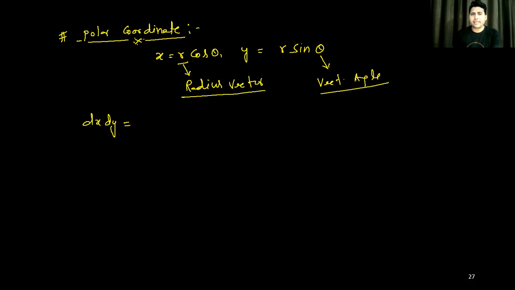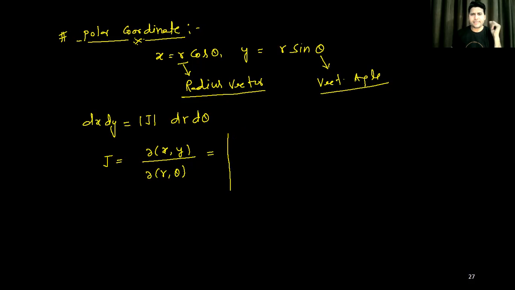If you remember, it's simply dx dy replaced by the Jacobian times dr d theta. So what should be the Jacobian in this case? It will be the Jacobian of x, y with respect to r and theta, that is the partial derivatives of x, y with respect to r and theta. Simply, it is a 2 by 2 determinant: del x over del r, del x over del theta, del y over del r, and del y over del theta. Put these values over here.